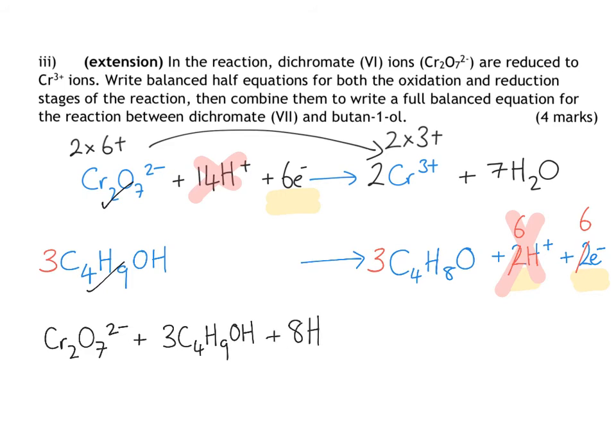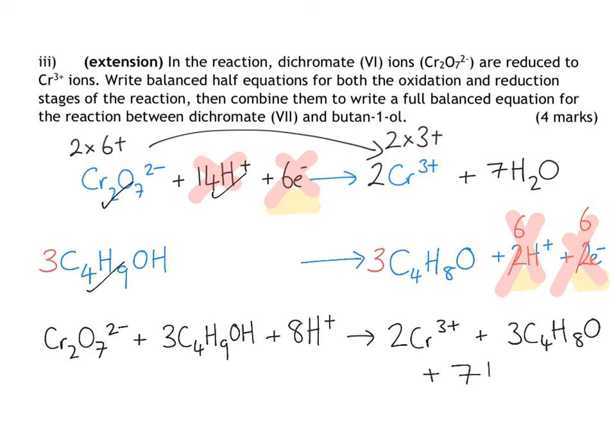So I only need 8 H pluses, and the whole point of multiplying the bottom equation by 3 was to get rid of my 6 electrons, so they've been cancelled out as well. So that's everything that I need for the left hand side. On the right hand side, therefore, so I've done my H plus, I'm going to have 2 chromium 3 plus ions. I'm going to have 3 molecules of butanol and 7 molecules of water, and now I've accounted for everything that I haven't already cancelled out.